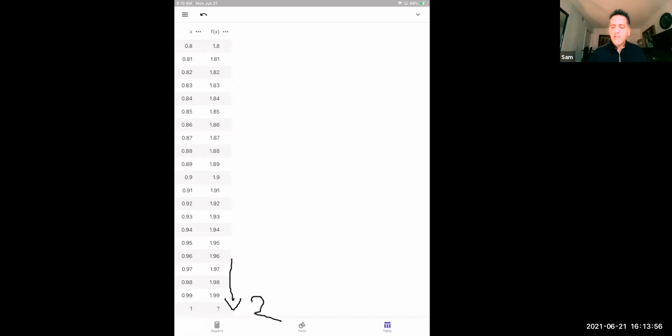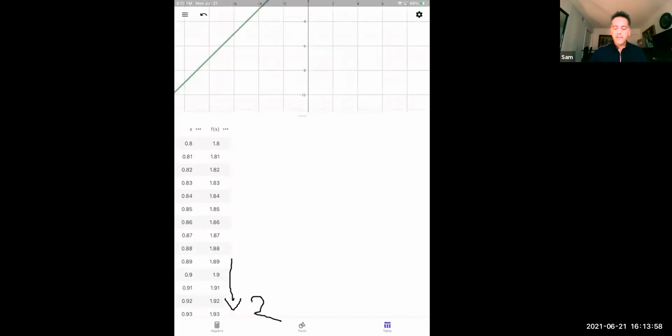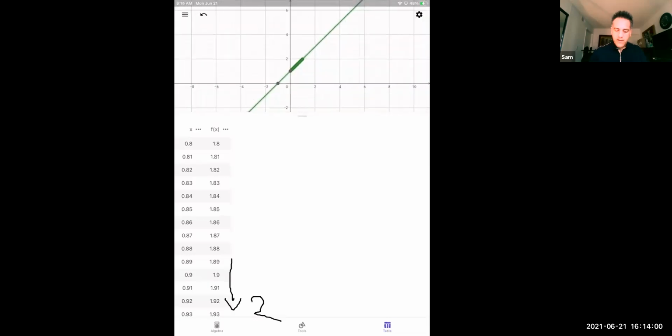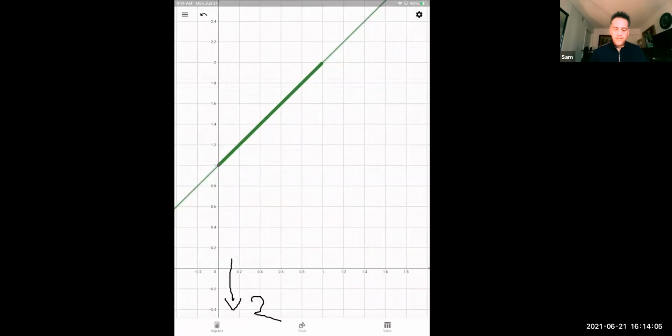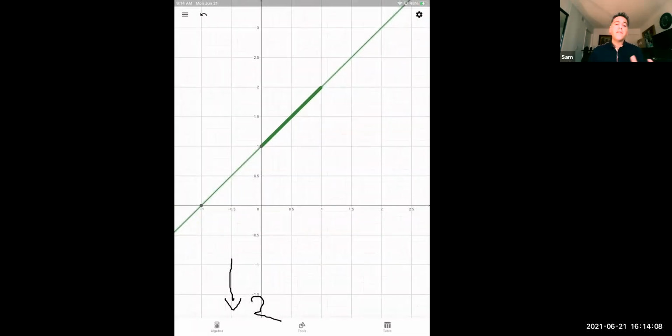Okay? But I want you to look at the graph, guys. Look at the graph. This is the graph. Okay, the graph is a line. Now, this line has what we call a discontinuity, okay, at 1. At 1, things are undefined. So if you were to graph this function, there would be a hole right at 1. Okay? That's what the graph would have looked like.